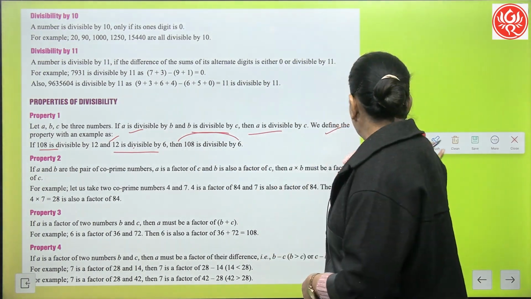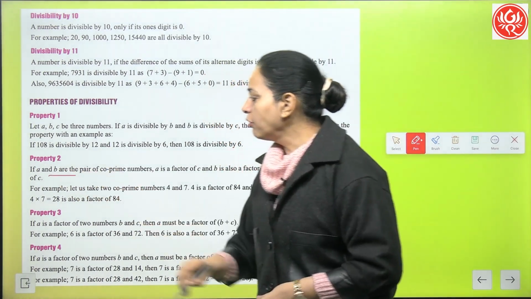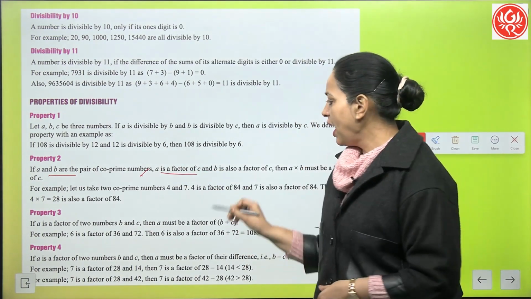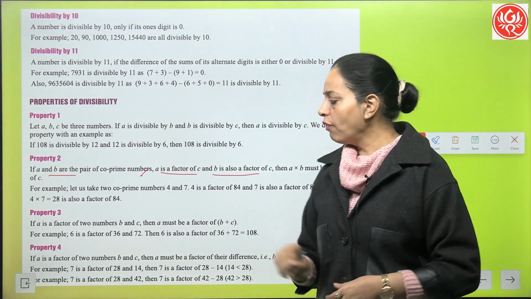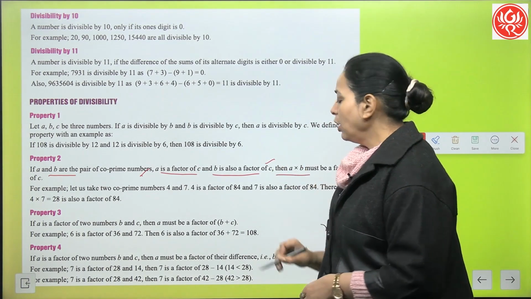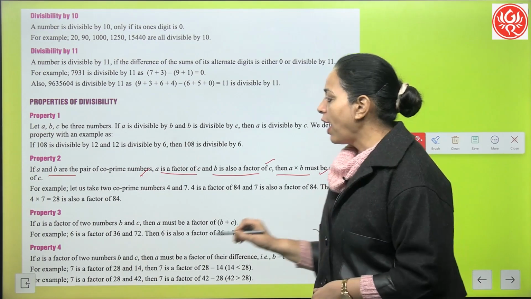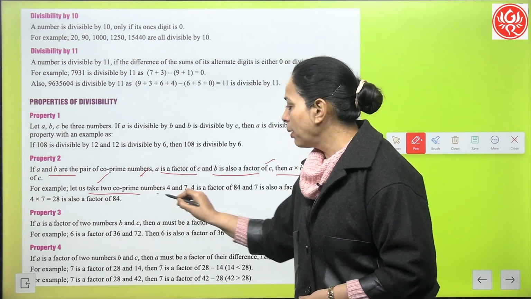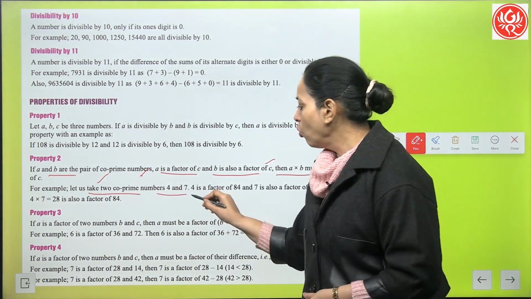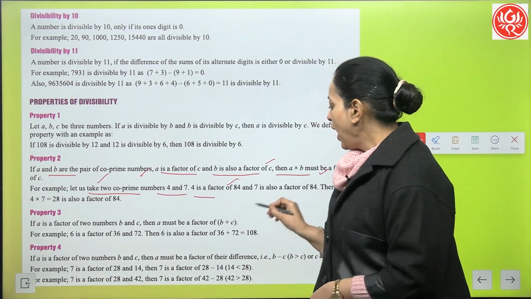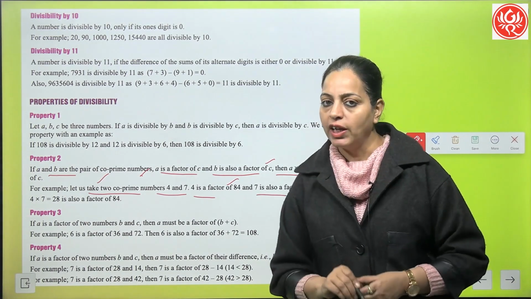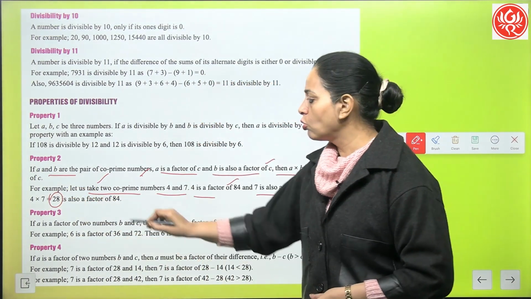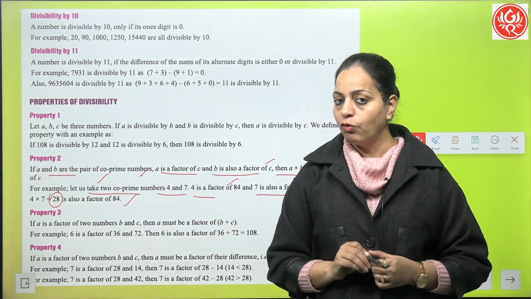Okay. Now property 2, if A and B are the pair of co-prime numbers, A is a factor of C and B is also a factor of C, then A into B must be a factor of C. Okay, see, for example, let us take two co-prime numbers 4 and 7. 4 is a factor of 84 and 7 is also a factor of 84, then 4 into 7 means 28 is also a factor of 84.